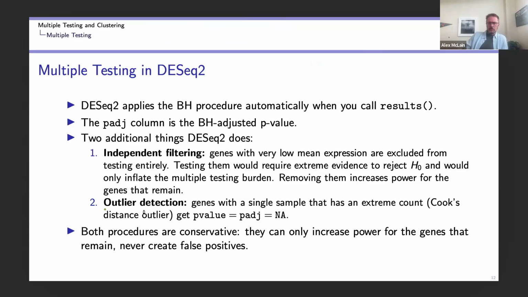DESeq2 also does some outlier detection. So genes that have extreme counts and get flagged under this outlier detection end up getting p-values equal to NA, so that they're also thrown out. Both these procedures are conservative. They'll only increase the power for the genes that are remaining. They never create false positives. The downside to them is just that we have a lot of genes that we didn't test, we didn't look at. So those need to be put aside for another day.